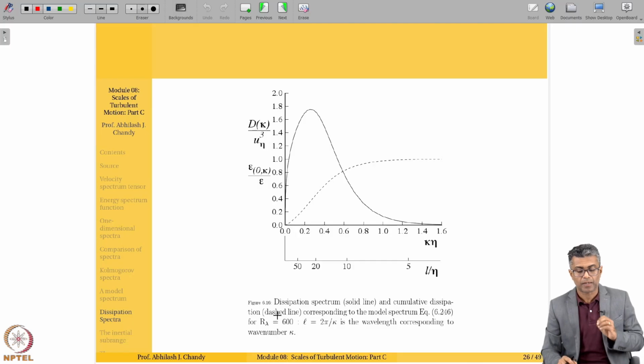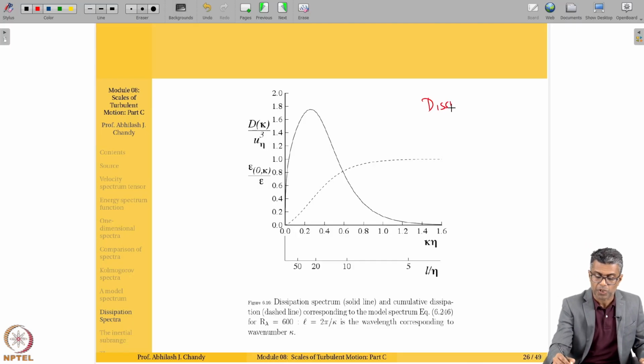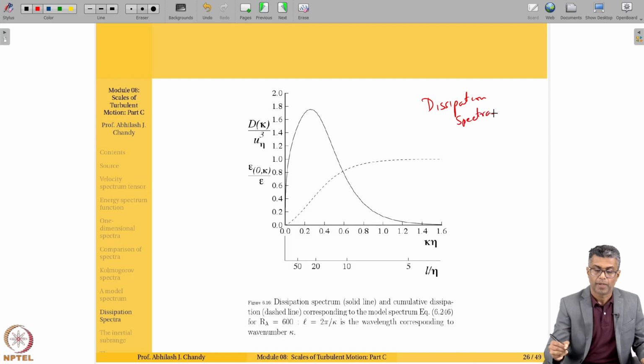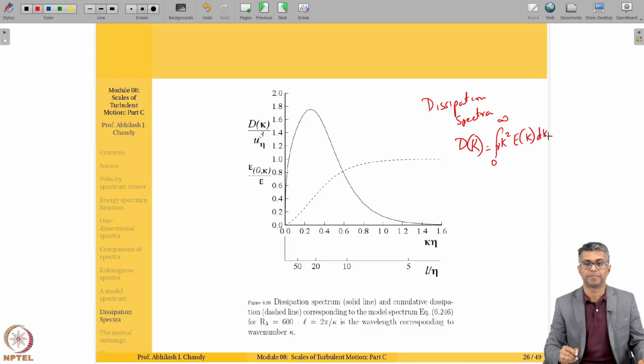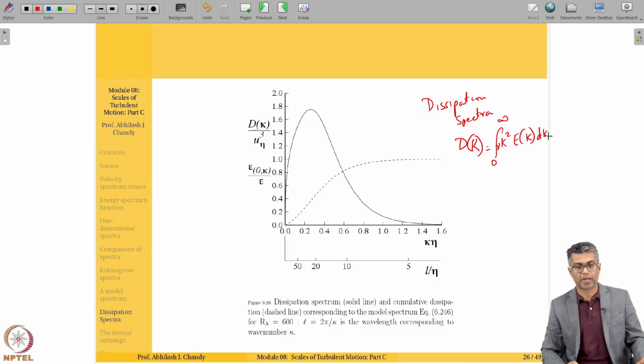Now, here what I want to show is the dissipation spectra. The dissipation spectra is D of kappa, which is kappa squared times nu times E of kappa, integrated from 0 to infinity. That is your dissipation spectra. We had shown this earlier, but I'm just writing this here again. So the dissipation spectra is nu kappa squared E of kappa d kappa from 0 to infinity.